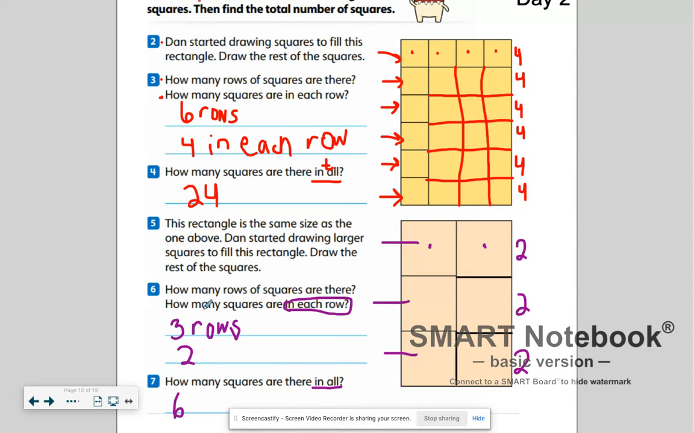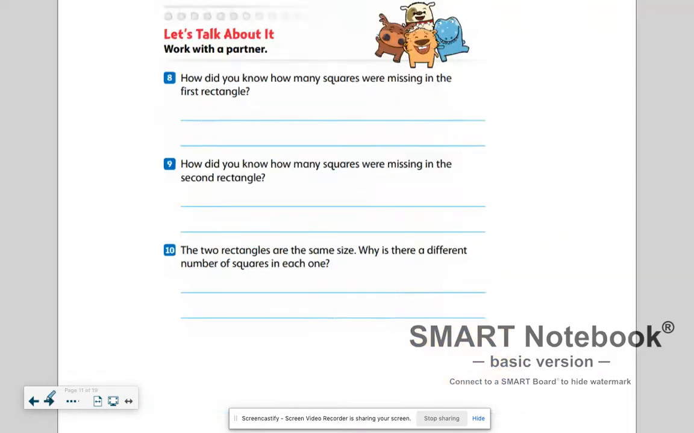Okay. Notice these 2 rectangles are the same size, but do they have same size squares? I hope you said no, because this one has smaller squares. This one has larger squares, but in each rectangle, the squares inside are the same size, so they are equal. All right.